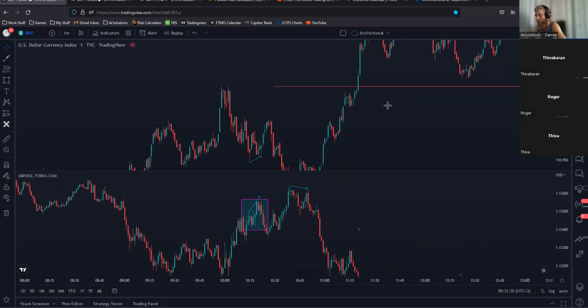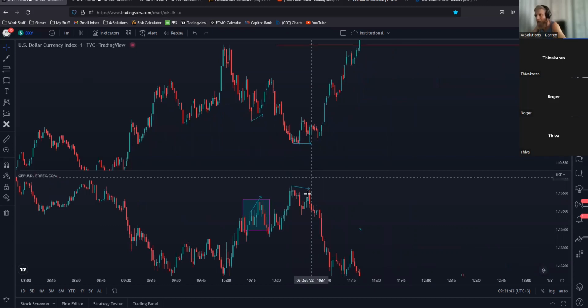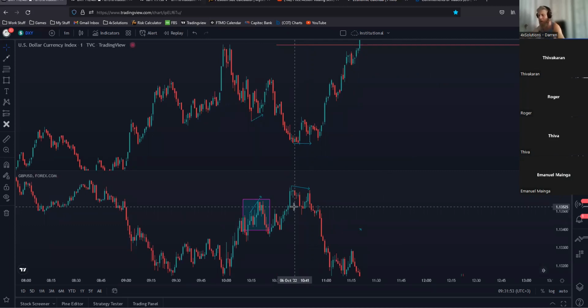So we can see there that the dollar index was making a sort of an equal low here, whereas GU was making a lower high. So that is mitigation over here. So there was an order here, and there's an order here. And what you'll actually find a lot of the time is that if you've chosen the correct bias, and sometimes you'll be wrong, you know, you'll choose the wrong bias, which is fine.